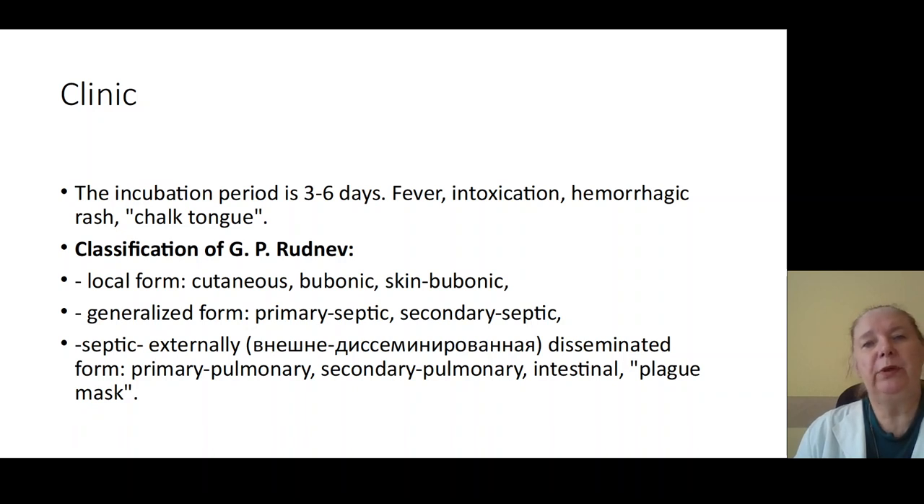The next form is the bubonic form, when bacteria penetrate the lymphatic nodes, cause hyperplasia of lymphoid tissue and formation of bubos in regional lymphatic nodes. Bubos are big lymphatic nodes, the size is more than 4 centimeters, very dense, painful on palpation. Periadenitis, sometimes purulent destruction of bubos.